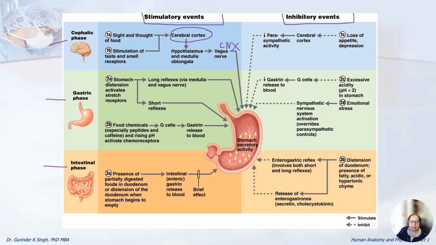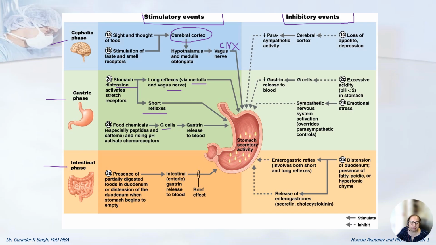In the gastric phase, the food has entered into the stomach, and then you have distension of the stomach. Now it is going to work in two ways. One is the long reflex, which is through the medulla and the vagus nerve. The shorter reflexes are going to be local changes in that environment: the food chemicals, pH change, etc. They will stimulate the enteroendocrine cells, which are G cells, and they will produce the gastrin.